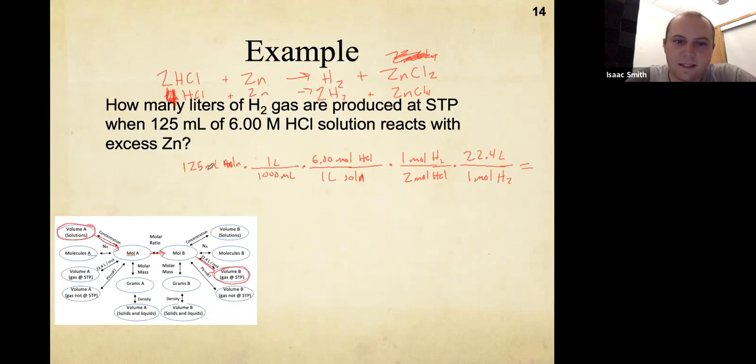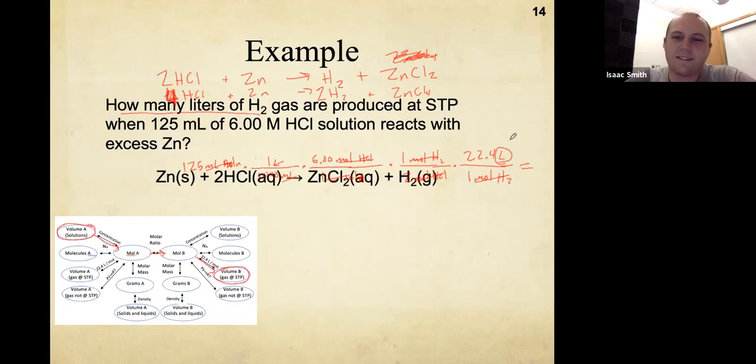And that gives, let's see, milliliters cancel, liters cancel, moles of HCl cancel, moles of hydrogen cancel, and we're left with liters. The question says, how many liters of hydrogen gas? Okay, we got our answer.